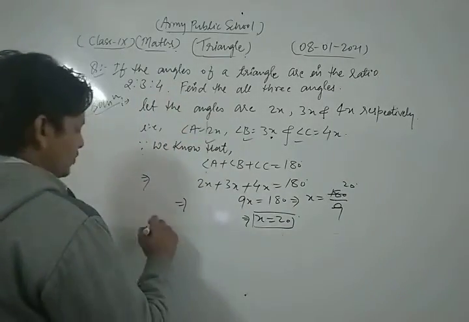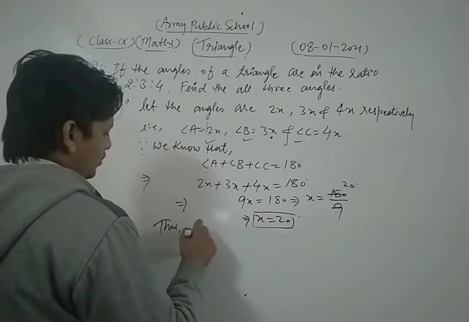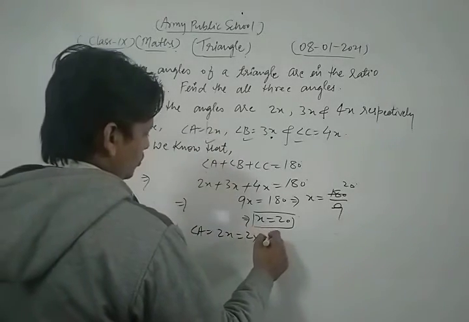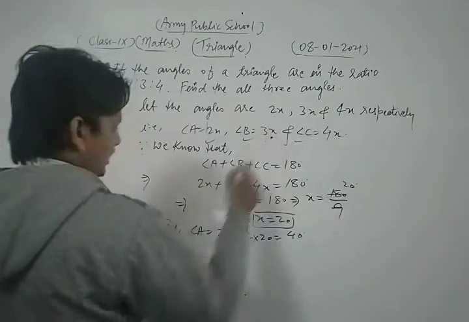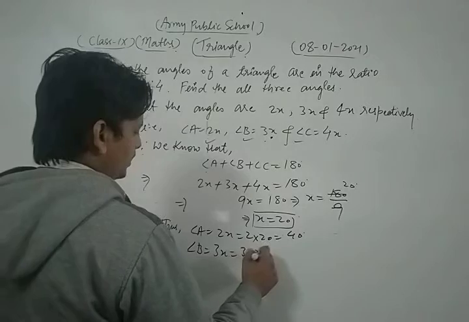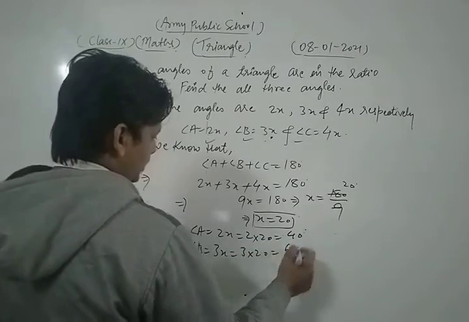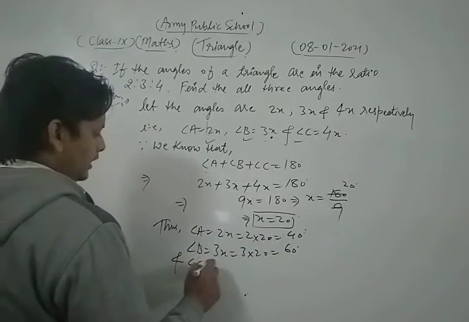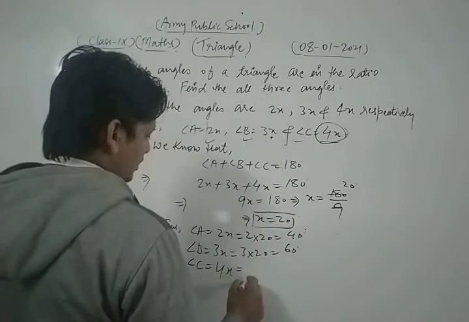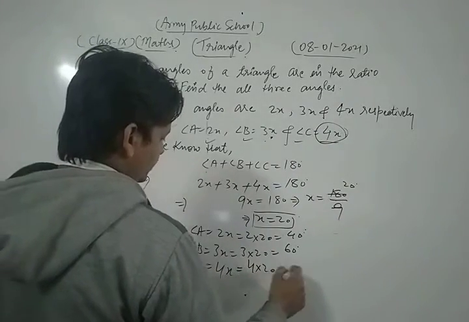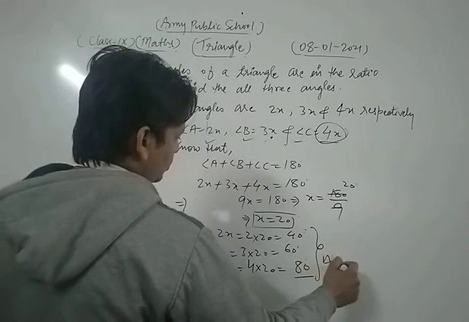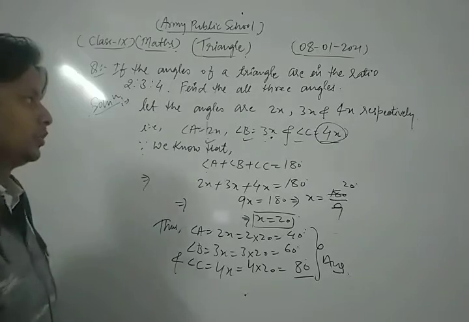Thus the required angle A is 2x, so 2 into 20, that is 40 degrees. Angle B is 3x, so 3 into 20 is 60 degrees. And the third one, angle C, is 4x, which is 4 into 20, that means 80 degrees. So these are the required solutions of the given question.